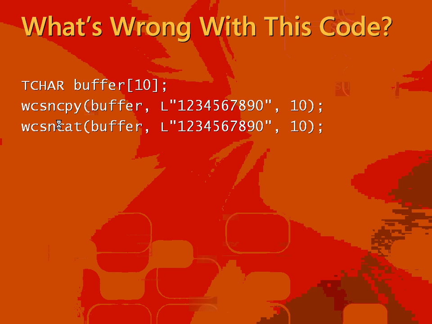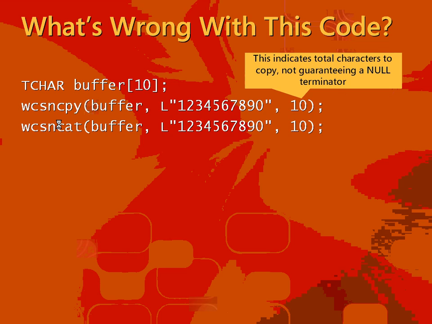So let's take a look at using the wcsncpy and the wcsncat code in order to write some application code here. The first code we have here, the bug might be pretty obvious. We're indicating the total characters to copy and not guaranteeing a null terminator. So if we start off with the first line of code being the copy, we're going to copy 10 characters into that buffer, and that buffer variable is not going to be null terminated. So the first bug we're dealing with here is that we have to be careful about the non-null termination that's going to happen.